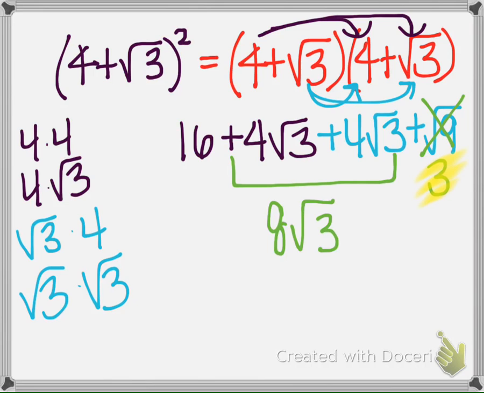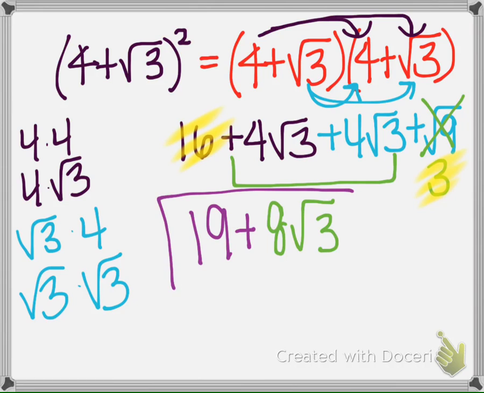So we have 3 here and 16 here. That makes 19. And we cannot go further here because this does not have a radical and this one does. So that would be our final answer.